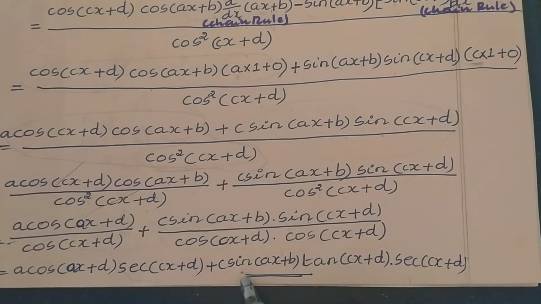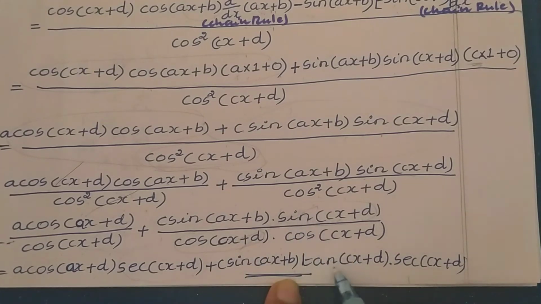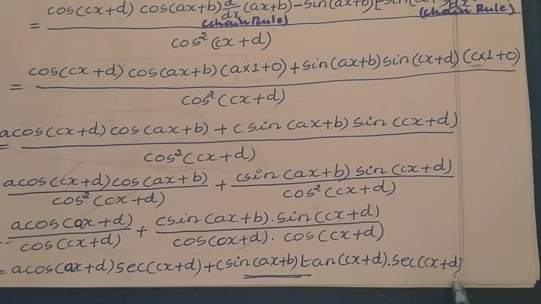c sin(ax+b), then we have sin(cx+d) and cos(cx+d) in the denominator. Sine by cos is tan, so this we can write together as tan(cx+d). Then we have remaining 1 divided by cos(cx+d). 1 by cos is sec, so sec(cx+d). So this is the answer.